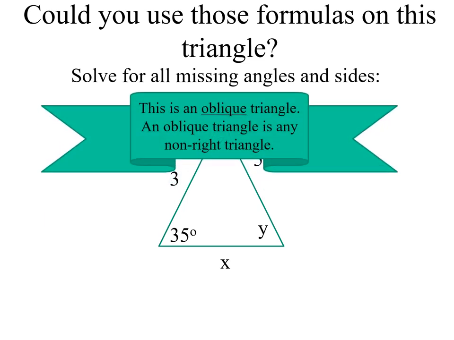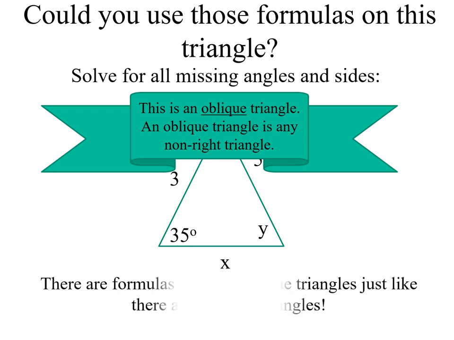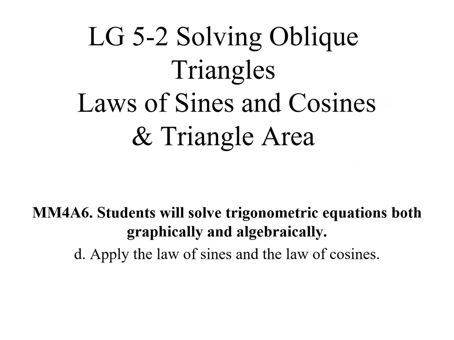This is an oblique triangle. An oblique triangle is any non-right triangle. So we cannot use the Pythagoras theorem to solve the triangle. There are formulas to solve oblique triangles, just like there are for right triangles. So to solve oblique triangles, we use the law of sines and cosines, and we will learn how to find the triangle area.